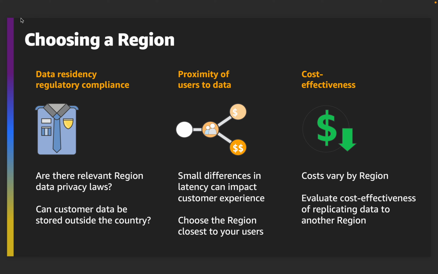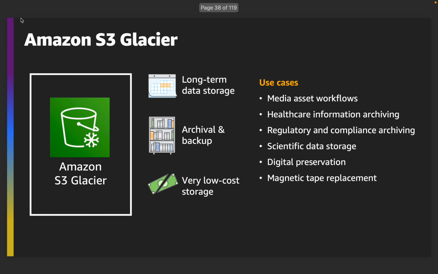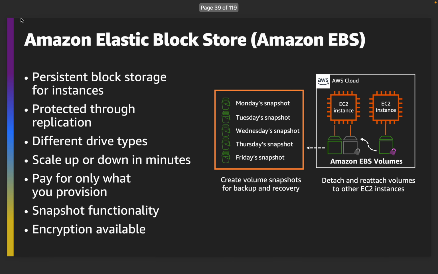Depending on the use case, a small difference in latency can impact customer experience, so choose the region closest to your users. Cost effectiveness: costs vary by region, so evaluate cost-effective replication of data in another region. S3 Glacier, as I said before, is long-term data storage for archival and backup, at very low cost. Use cases: media assets workflow, healthcare archiving, regulatory and compliance archiving, scientific data storage, digital preservation, magnetic tape replacement.